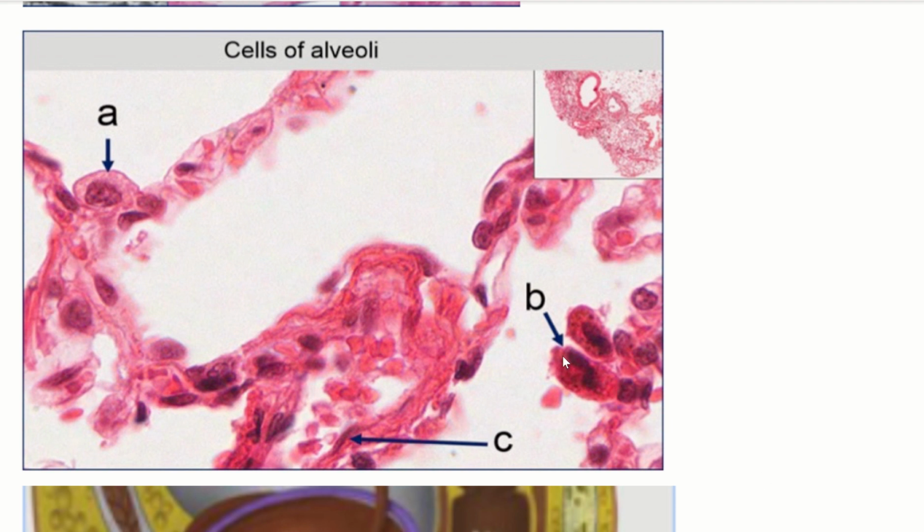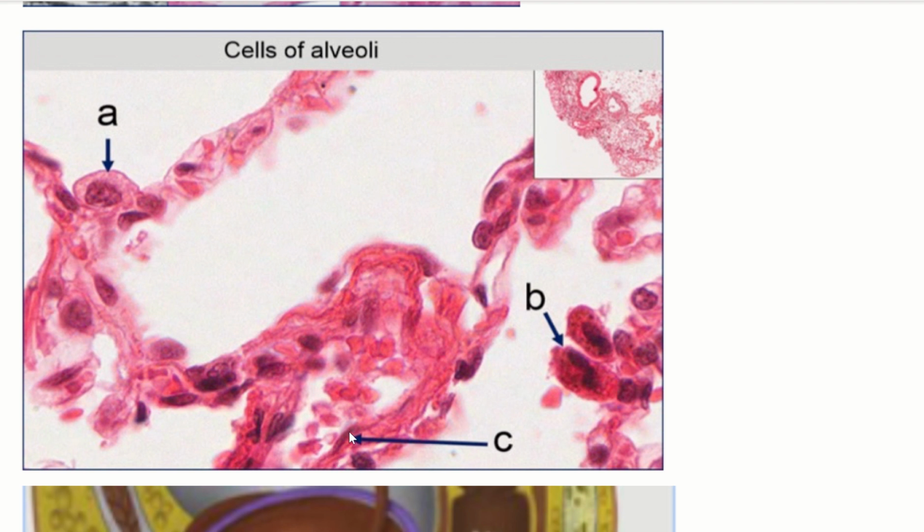B, so these are these big cells with a bunch of granules in it projecting into the alveolar space. So that's going to be an alveolar macrophage. So these are little macrophages in the lungs, just picking up dirt and debris and everything.